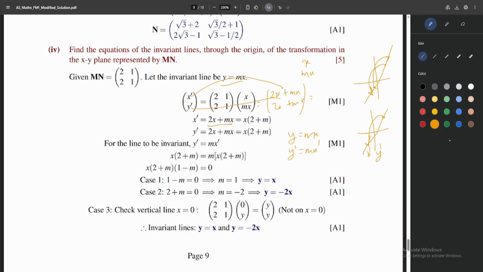Now let us take everything to the same side and open the bracket. So let us do this. 2x plus mx minus 2mx minus m squared x. We can see the x is in every single term, so we can just take that common. So x times (2 plus m minus 2m minus m squared).